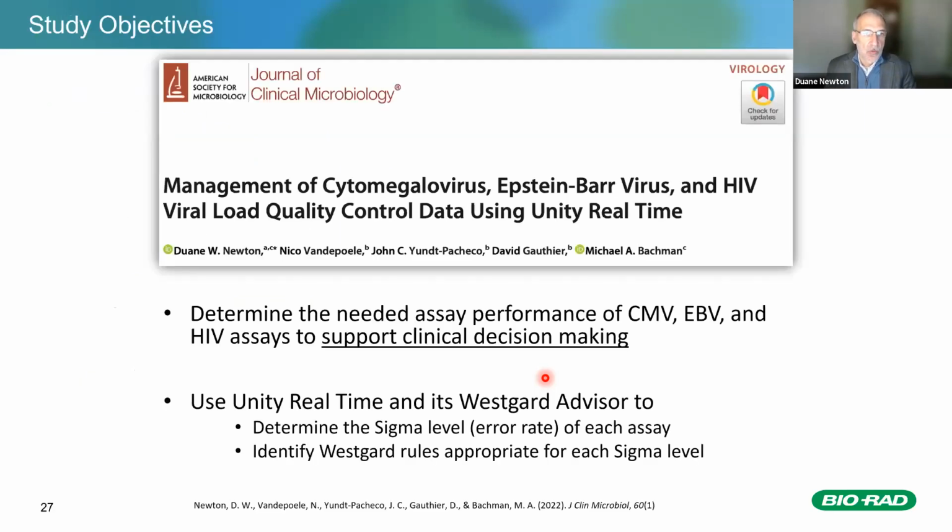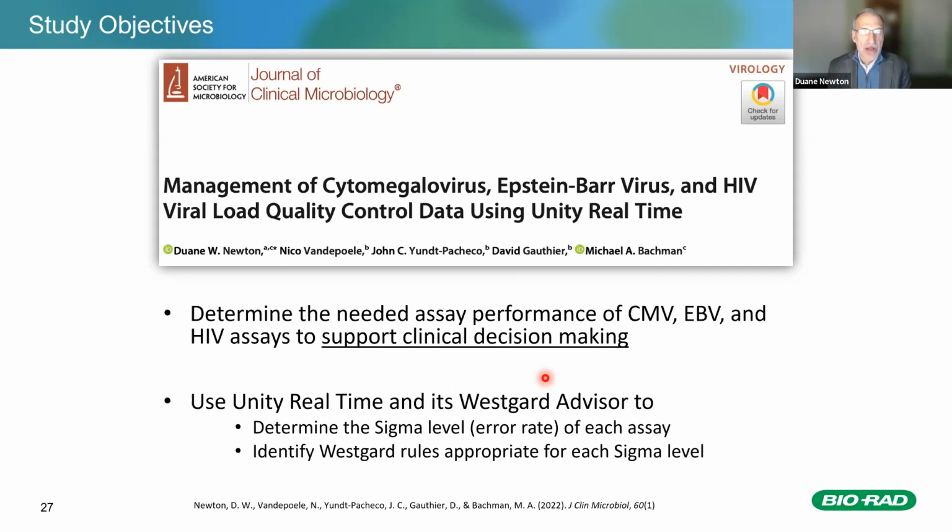So this study was published in January in JCM. It was a collaboration between colleagues of mine at Bio-Rad and Mike Bachman and folks in the lab at University of Michigan. And really, at a fundamental level, what we wanted to do is answer the question, are these assays, CMV viral load, EBV viral load, and HIV viral load that were being used at the time in the lab, are they performing at a level that supports clinical decision-making?